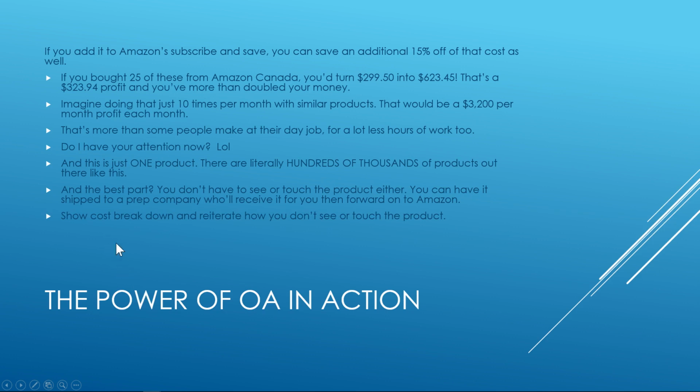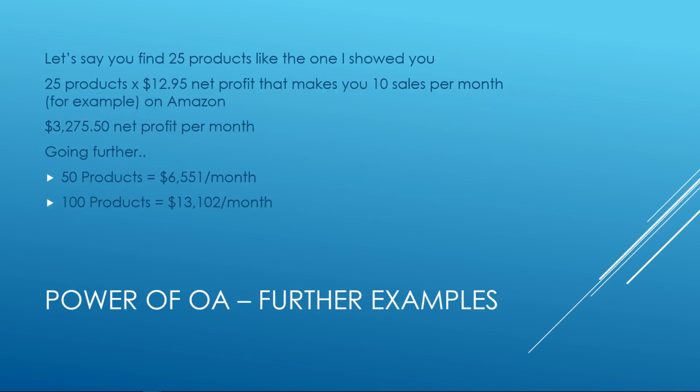And I'm going to get down here. I'm going to show the cost breakdown and reiterate that you don't need to see or touch the product. So basically, let's extrapolate this out a little bit. If you were able to find 25 products like the one I just showed you, 25 products times $12.95 net profit each, and you made 10 sales a month of those, for example, it's an arbitrary number for ease of math, that means you're making about $3,275.50 per month per product.